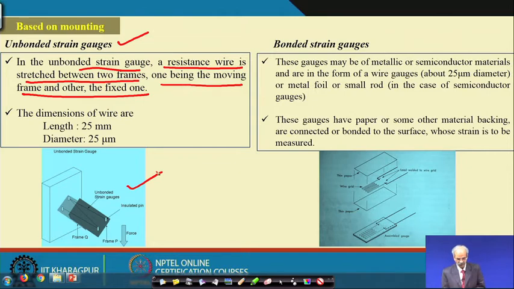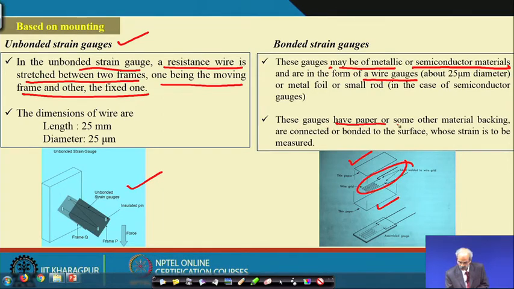Now, bonded type strain gauges. The bonded type strain gauges may be metallic or semiconductor materials, in the form of a wire gauge. You can see here that this is thin paper, and this is thin paper, and in between them the gauge is bonded. So, you can see that the gauges have paper or some other material for backing, as if they are kept in between these two. So, based on the mounting, you can have unbonded type strain gauges and bonded type strain gauges. These are the different types. What I felt was very essential and imperative was to give you some introduction about these strain gauges, their types and features, etc. That is why I wanted them to be here in this lecture.